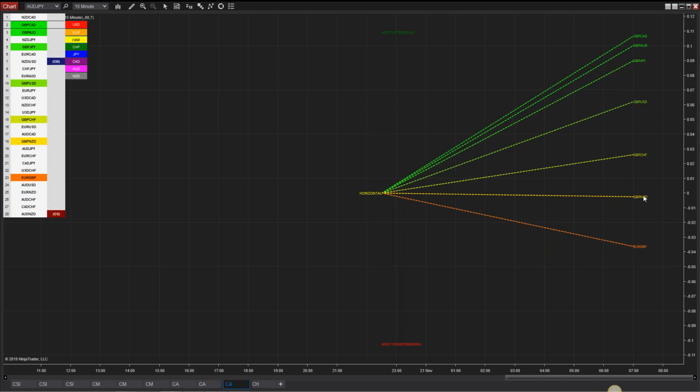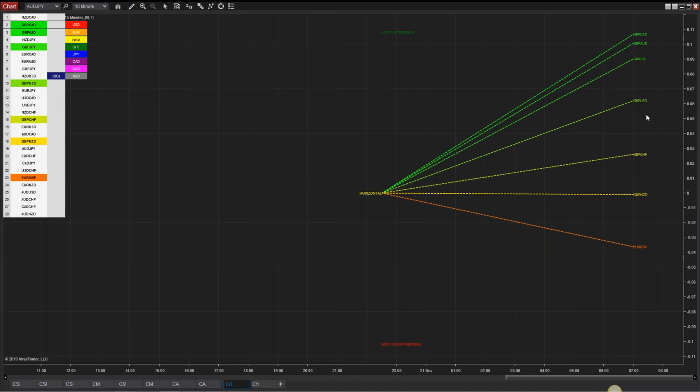Maybe an opportunity to jump in here. If this is going to continue, you might look at the pound New Zealand to follow through with the others. Alternatively, it may go the other direction, but that's for you to figure out in terms of the chart and the indicators and everything else.